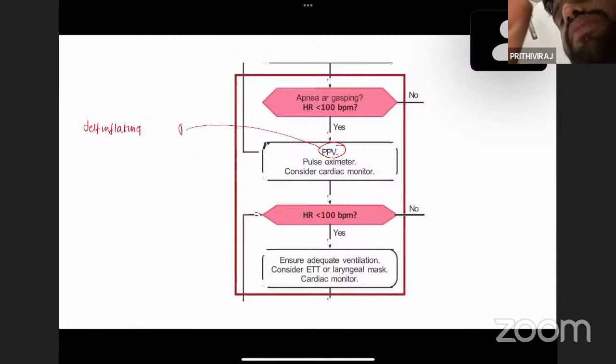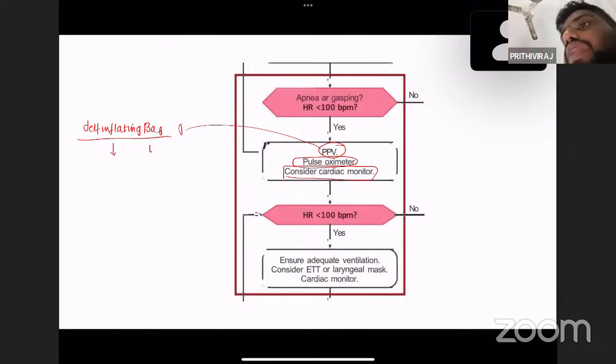See, instrumentation we will be discussing in a separate video, because if I start to explain all the instrumentation here, it will take more time. I don't want to waste much time, because we have to concentrate on other topics. So just note these points. In the instrumentation class, we will discuss the self-inflating bag, with which you will give this. Then you have to connect the pulse oximeter and consider a cardiac monitor.